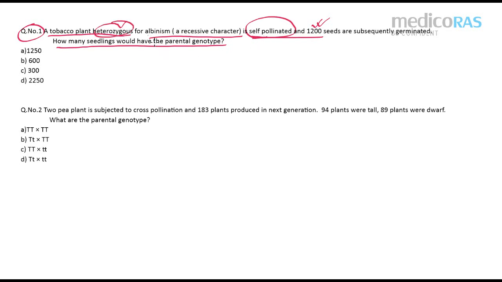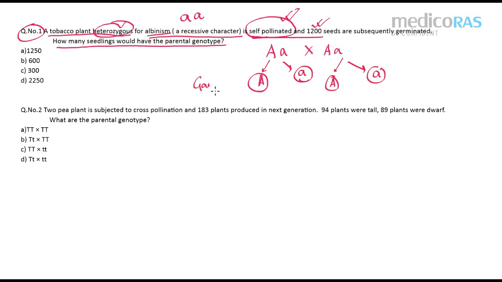So if I consider albinism as a recessive character, I can consider it like this. Now if I consider that both the plants are heterozygous, because I have to go for self-pollination, the genotype of the parent will be something like this. From this I can get capital A and small a as a genotype. Similarly, here also the same concept, capital A and small a as the genotype. This is our gamete, right? This is our gametes. And this is the parents.